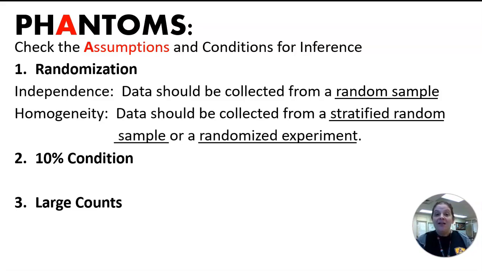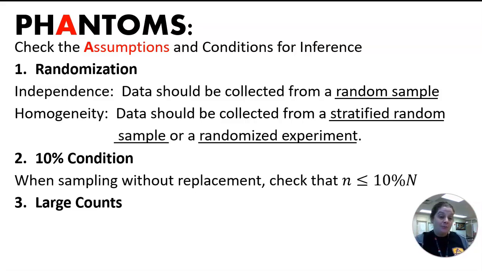For homogeneity, you either need a stratified random sample or a randomized experiment. So a lot of times homogeneity will be an experiment with multiple treatments, and you're randomly assigning people to those treatments. When we're talking about homogeneity, it could also be I took a random sample and then I broke people into groups based on some strata, like gender or age or something like that.